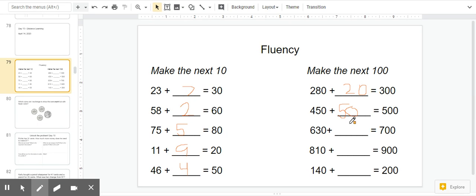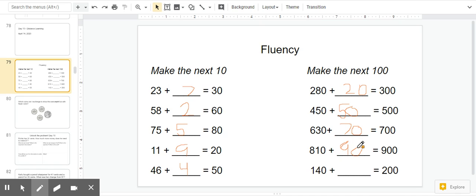630 plus blank equals 700. I have 3 tens. We need 7 more tens to make the next 100. 810 plus blank equals 900. I have 1 ten, so I need 9 more tens, or 90, to make the next 100.